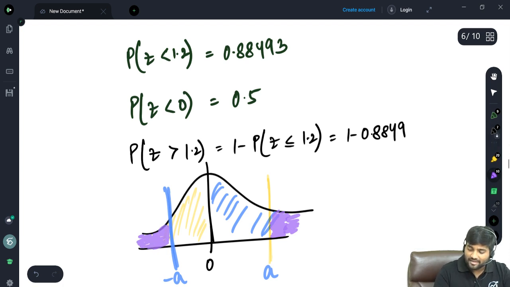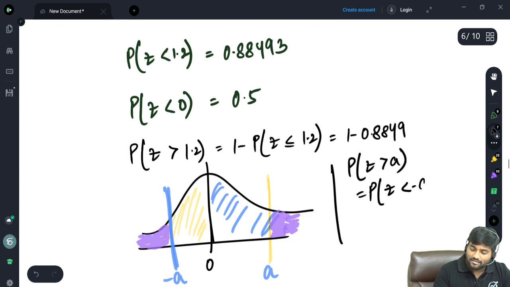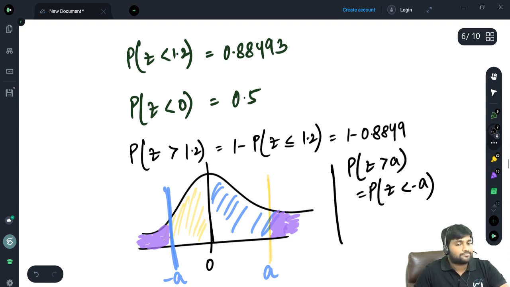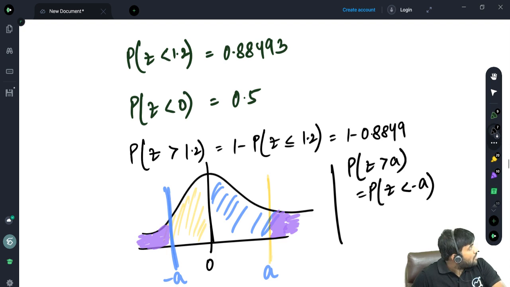So what can we say? We can say that probability Z is greater than A is equal to probability Z is less than minus A. Okay? Copy this.